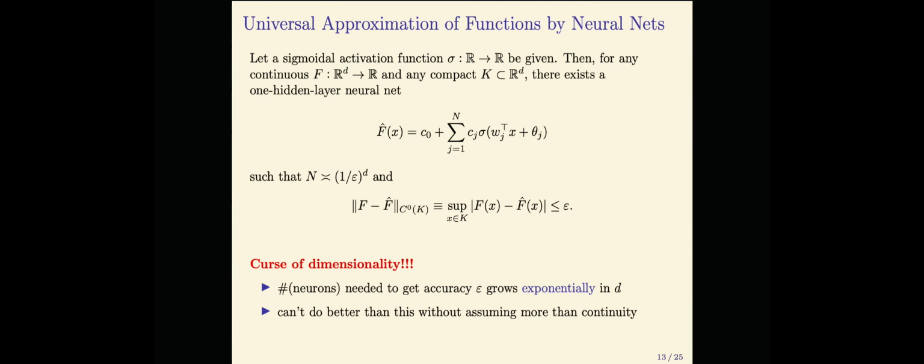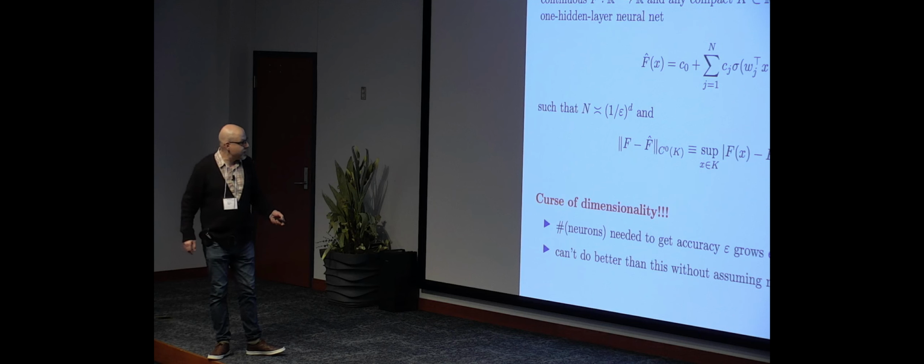And this is exactly what we mean when we talk about the curse of dimensionality. You could do this, but the number of neurons you need scales awfully with the dimension. The number of neurons you need to get accuracy epsilon grows exponentially in D, and you can't really do better without assuming more than continuity. In fact, there are various lower bounds that say that if the only assumption you make on F is continuity, then you cannot beat this.